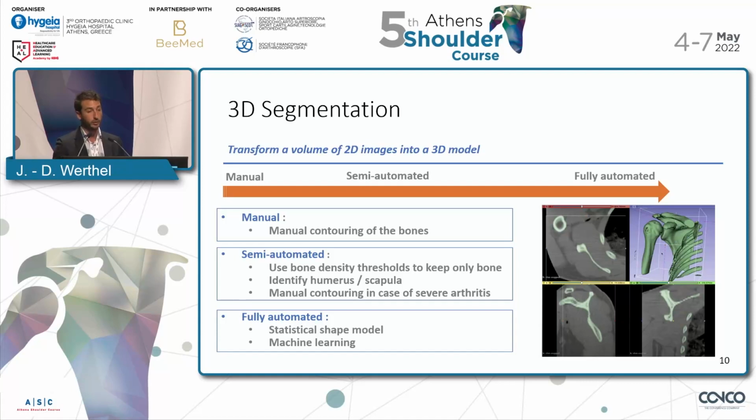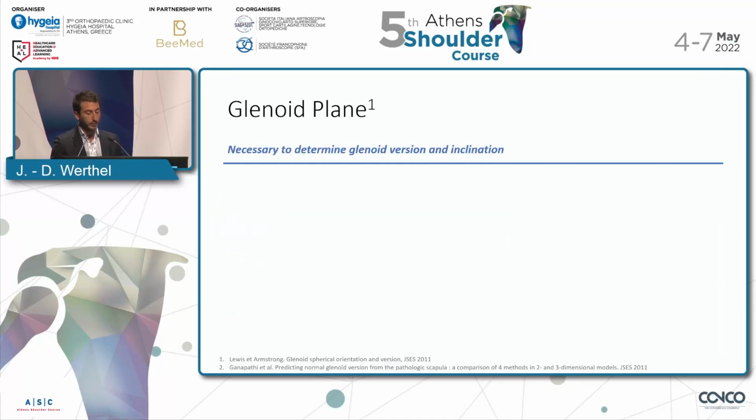And then it can be fully automated, and there are 2 methods that exist today to fully automate segmentation. Either use a statistical shape model, so feed the machine with many different 3D CT scans, so the machine can build a statistical model of the shape of the scapula, or more modern techniques that rely on machine learning that are quite efficient too. Then you need to set the glenoid plane. The glenoid plane is necessary if you want to determine glenoid version and inclination. So the glenoid plane, again, several methods.